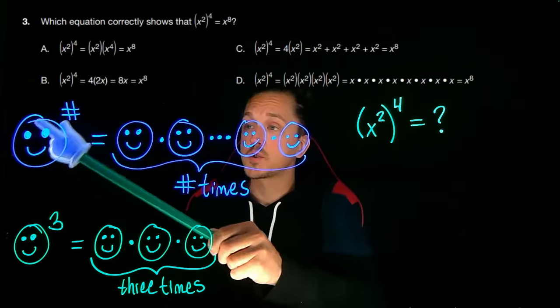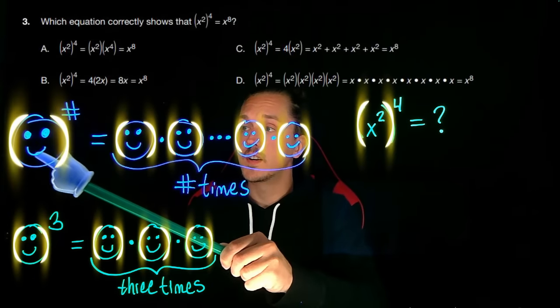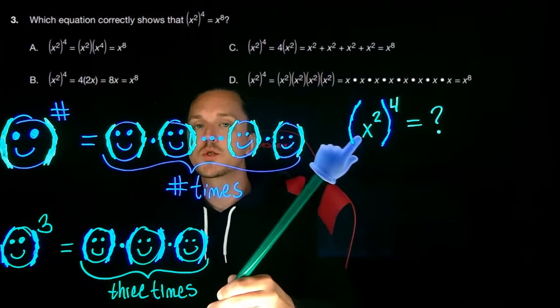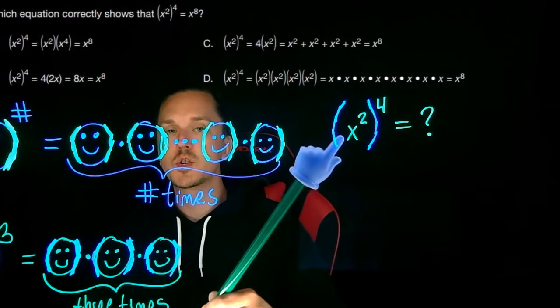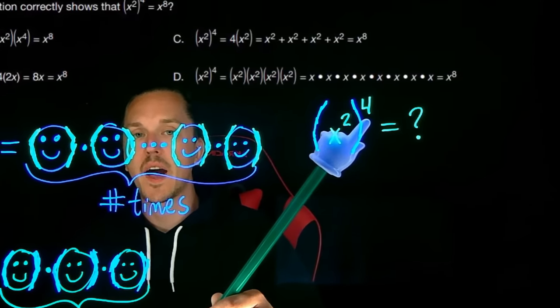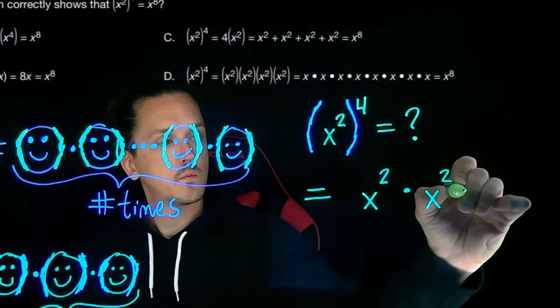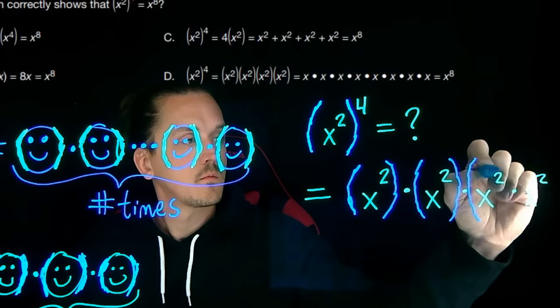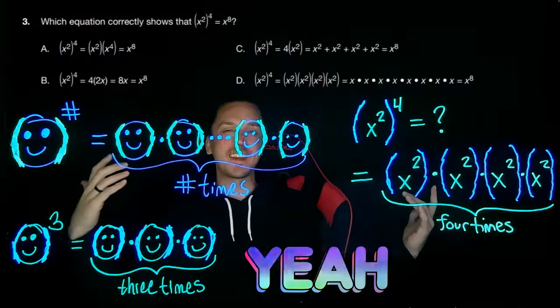Here, our smiley is the parentheses and everything inside. We have this grouping here in parentheses, which is all raised to the fourth power. So we will multiply this group by itself four total times. Hey, now we're getting somewhere.